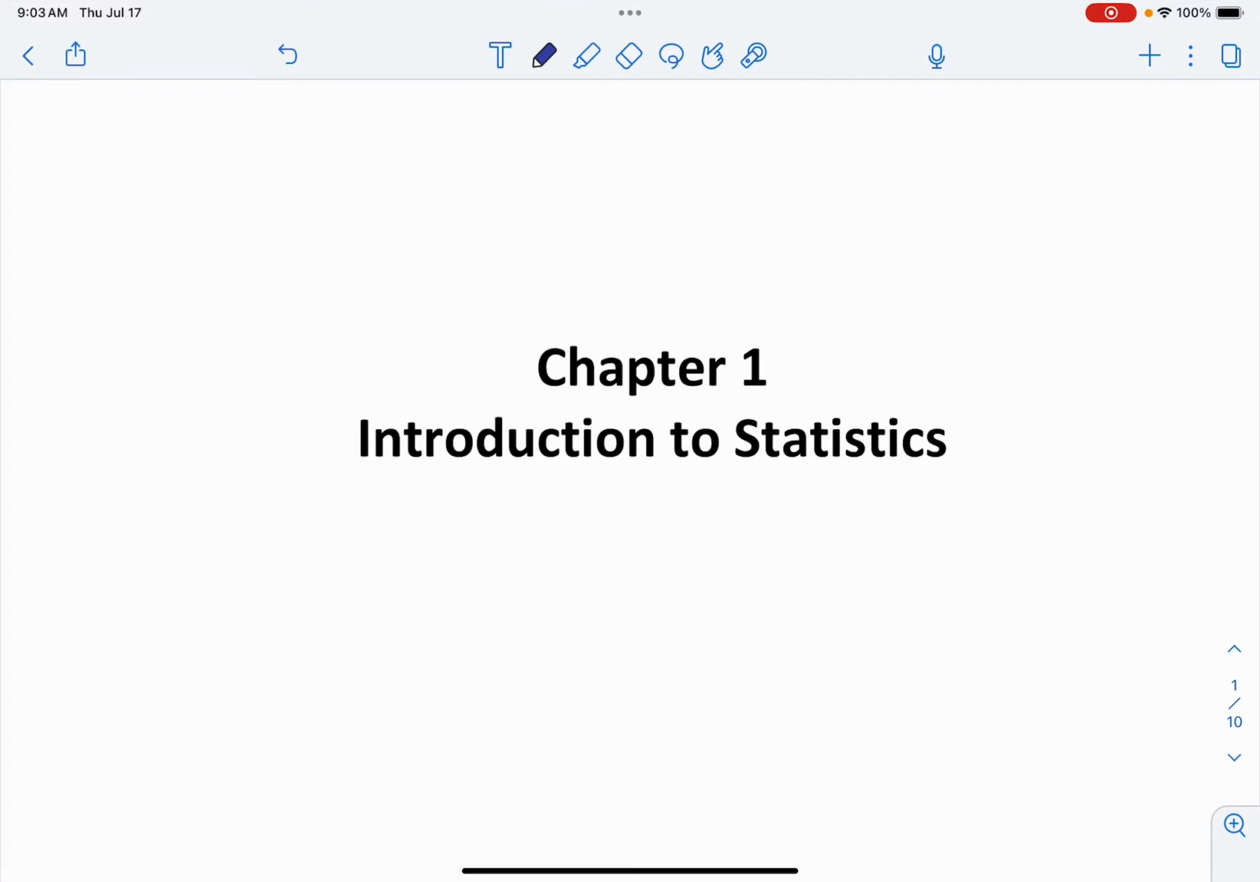Hey class, we are going to dive right into chapter 1, which is called Introduction to Statistics, the same title as the class, so that's interesting, but mostly this section is laying the foundation and groundwork for the entire class, basically what goes into a statistical study, all the nuts and bolts and that sort of thing.